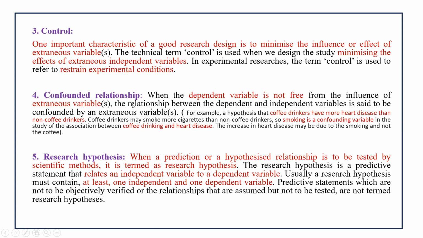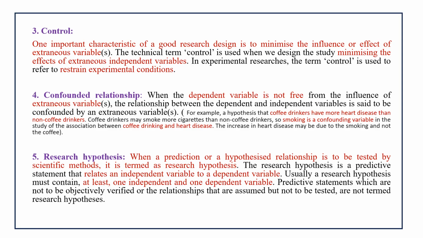Then the confounded relationship. Now, this word also you will come across whenever you are going to prepare your experimental design. It arises when a dependent variable is not free. Now, free from what? It is not free from the influence of the extraneous variable. So whatever topic you have selected, it is just impossible that the extraneous variable is free from the dependent variable.